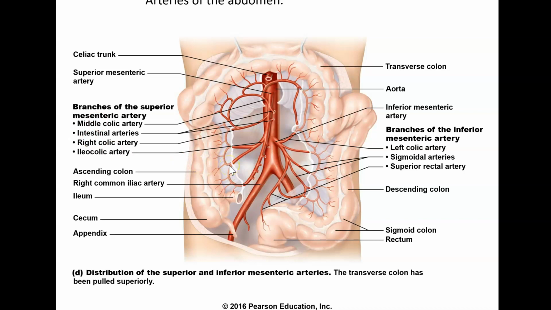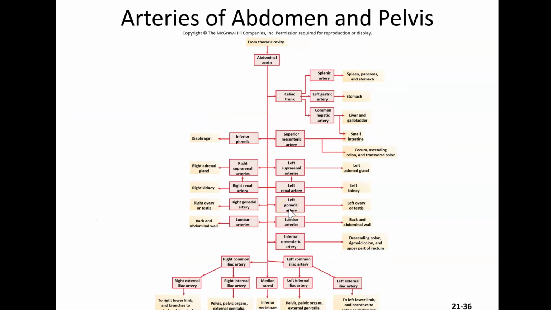So middle colic artery, intestinal arteries, right colic artery, and ileocolic artery will not specifically be tested, but you can definitely see them in lab going to the regions of the colon that it does supply. Same thing with our inferior mesenteric artery. You can see all of the branches like the left colic artery, the sigmoidal arteries, that go over to supply the sigmoid colon, and our superior rectal artery that goes to supply the rectum. And this is the wonderful chart that you can go through in order to recognize what each of these arteries supply, as we've mentioned before.